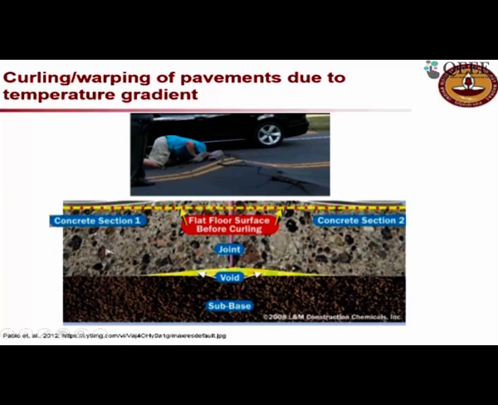If this is concrete section 1 and this is concrete section 2, and you have a joint here, then before the curling happens, this is the surface of the concrete. This yellow line was the surface of the concrete before the curling happened, and because there were some expansive forces, these two concrete sections were pushing each other, and eventually they just lifted up, as you can very clearly see in this picture. So this is again a very important thing to look at.